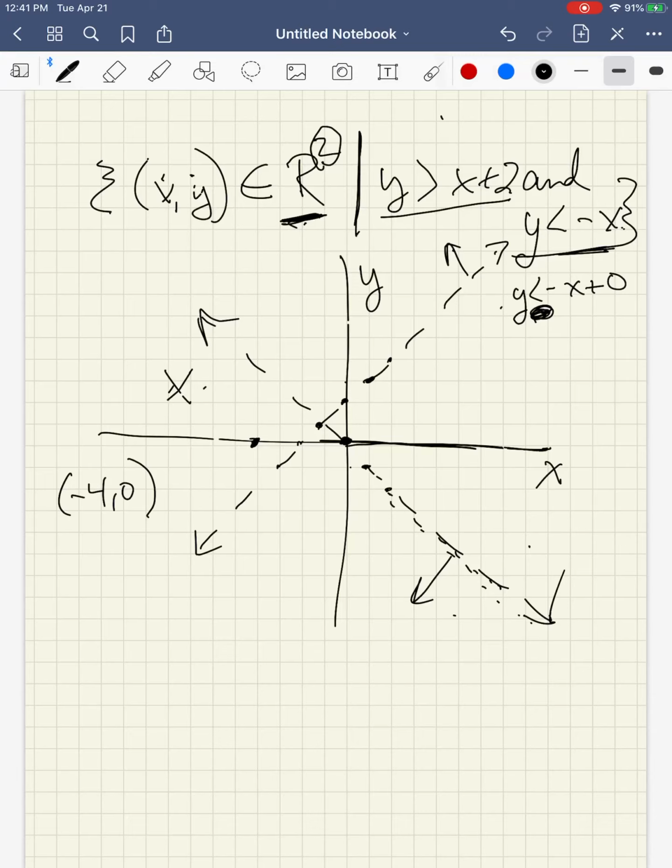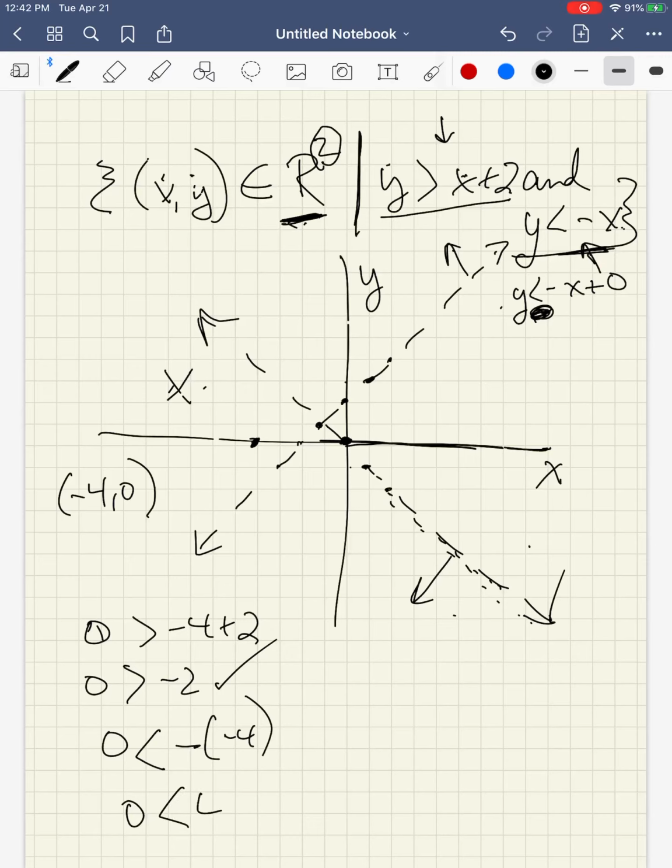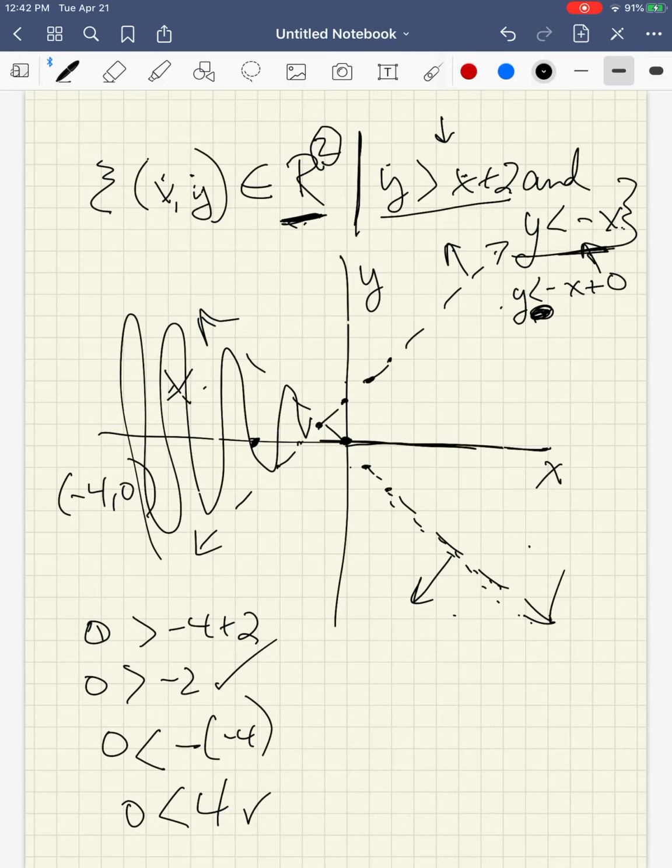So I'm going back to the original equations and I'm going to plug in for y 0 and for x negative 4. So 0 greater than minus 4 plus 2. Is 0 greater than negative 2? Yes. And plug it into this equation. 0 less than minus a minus 4, or 0 less than 4. Is that true? Yes. So yes, this region does work. So we shade this region. All right?